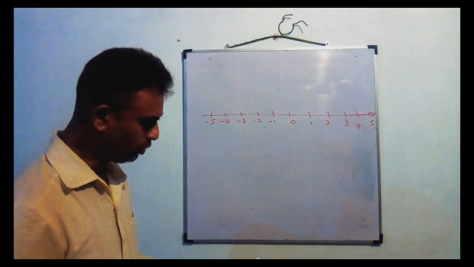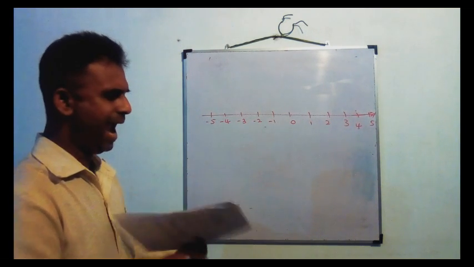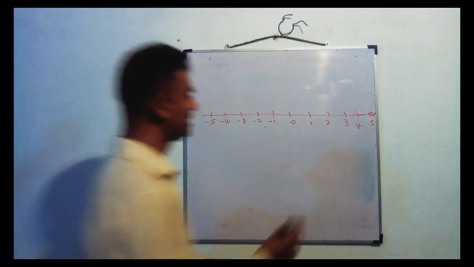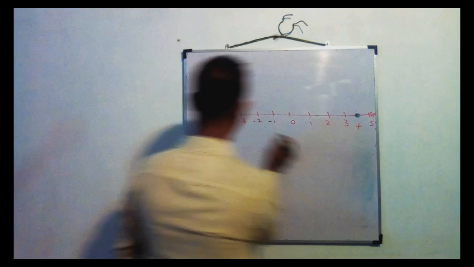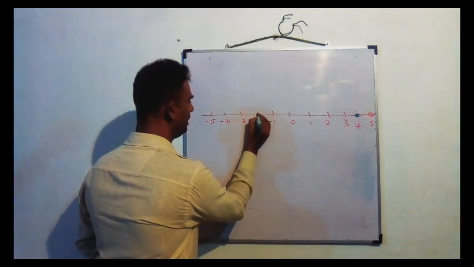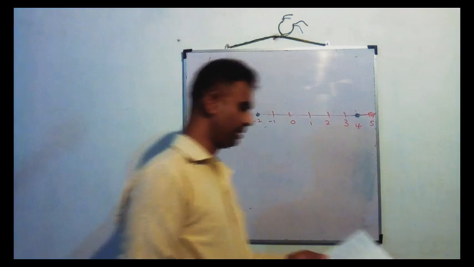Yes, we want to mark that represent positive 4 and negative 2. It is easy. Positive 4 is here, you know that. Negative 2 is here, you know that. We can easily mark that.